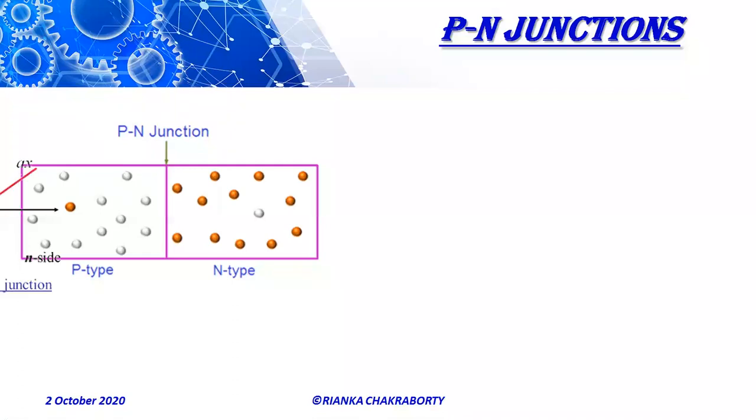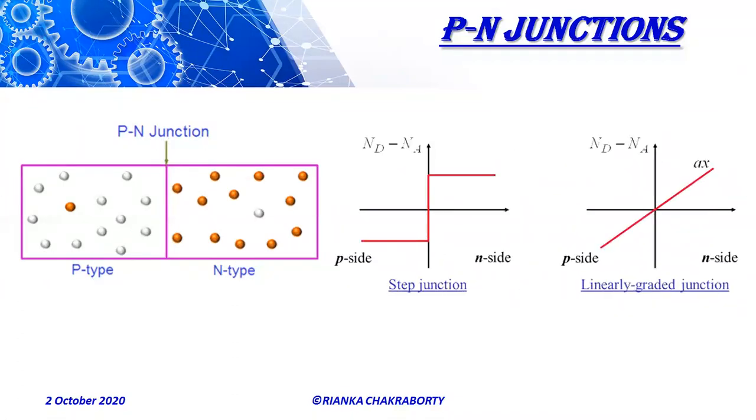A p-n junction can be step-graded or linearly graded. In a step-graded junction, the acceptor and the donor concentrations in the semiconductor are constant up to the junction. And in a linearly graded junction, the impurity concentration varies almost linearly with distance from the junction. Now we can see that.